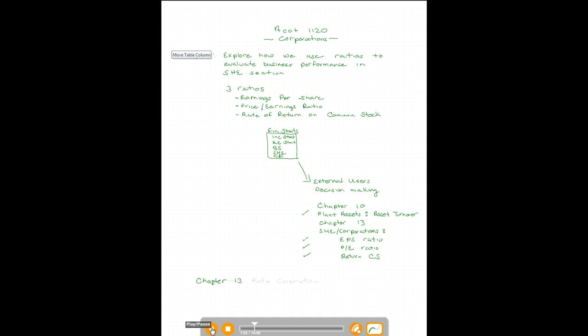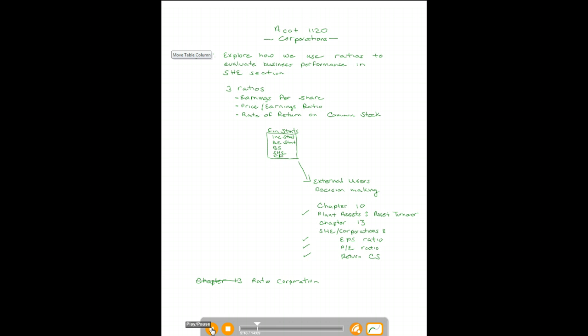I shouldn't use chapter references. I should use names. Chapters change. So let's take that off and use ratios to evaluate corporations. So first time I fell into that trap is right now, and I'm not going to do that. So we have planned assets and corporation ratios.